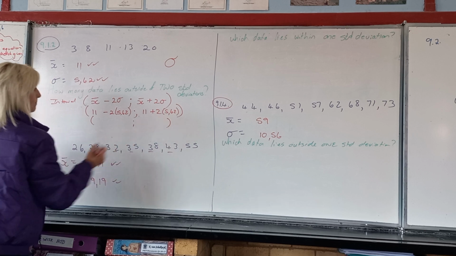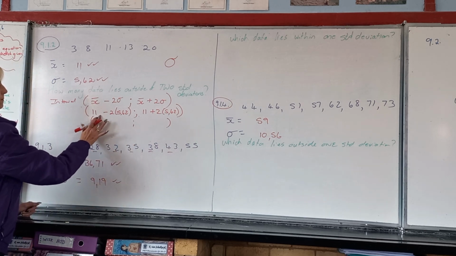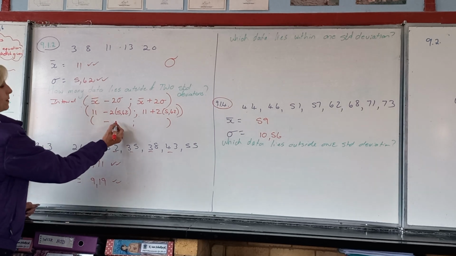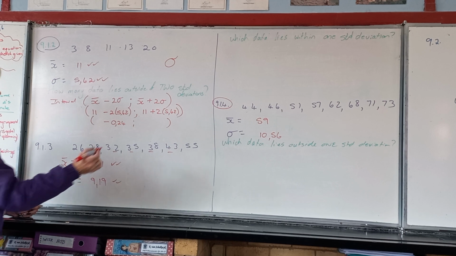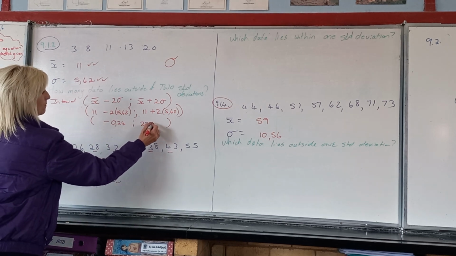This was, I think, negative something. 11 minus 2 times 5,62, and then 11 plus 2 times 5,62. Negative 0,24. Because we always round to 2 decimals, and the second one is 22,24.